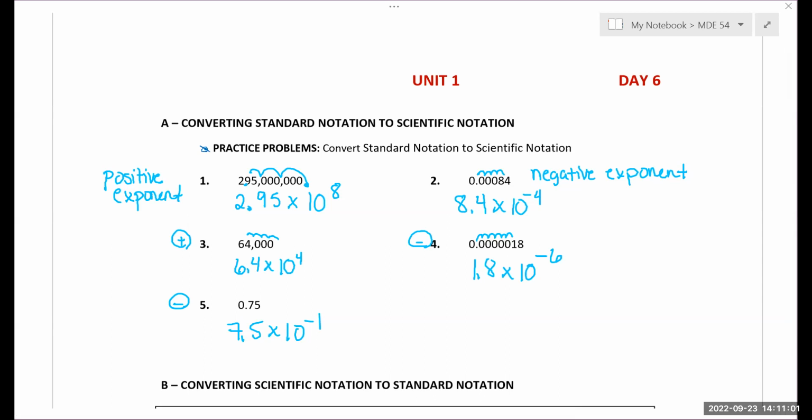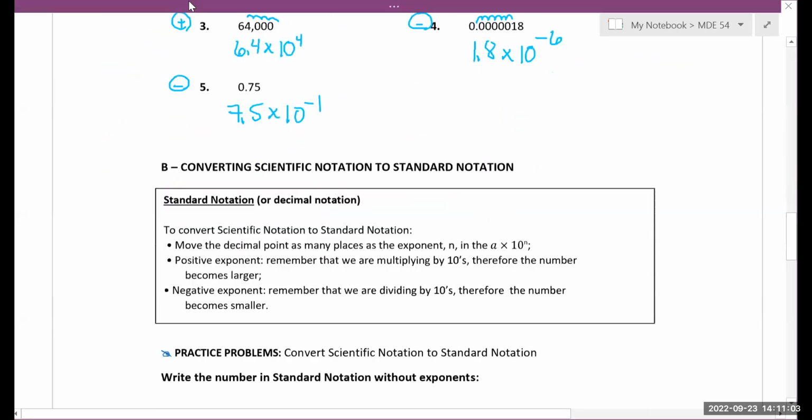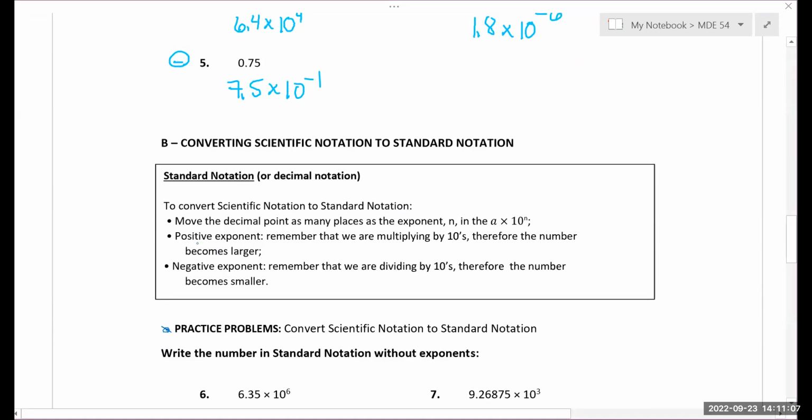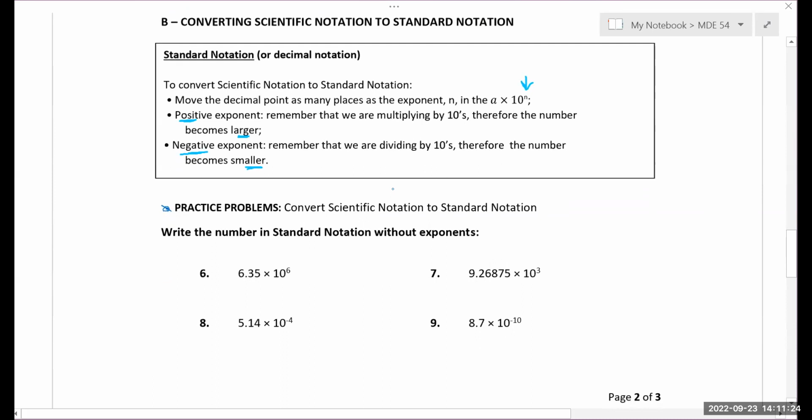So then if I want to work backwards, if I want to convert scientific notation to standard notation, you move the decimal point as many places as the exponent says. If it's a positive exponent, it's telling you to make the number larger. If it's a negative exponent, it's telling you to make the number smaller. So that's how you would figure that out.